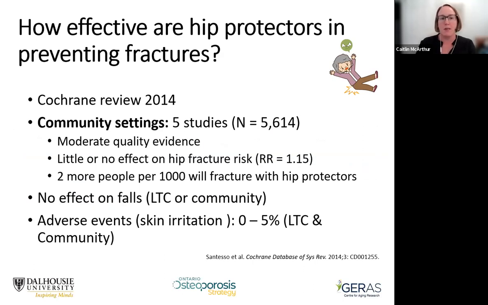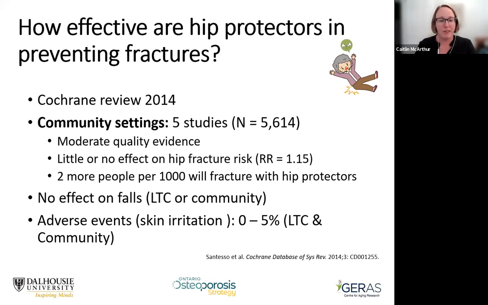So what about in the community? The same Cochrane review looked at the community setting. They only found 5 studies this time, and there was moderate quality evidence of little or no effect on hip fracture risk. They had a slight increase, 2 or more people per 1,000 persons will fracture with hip protectors, but this was very, very small. It was really little or no effect.